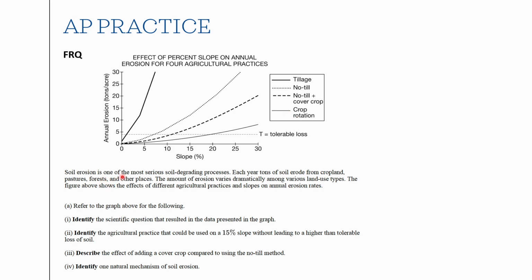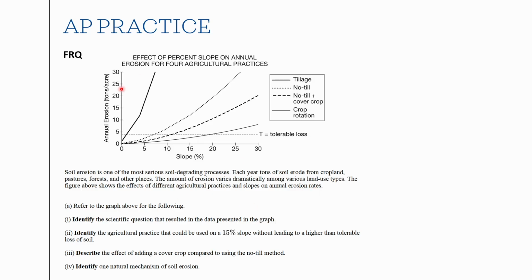Soil erosion is one of the most serious soil degrading processes. Each year tons of soil erode from cropland, pastures, forests, and other places. The amount of erosion varies dramatically among various land use types. The figure above shows the effects of different agricultural practices and slopes on annual erosion rates.